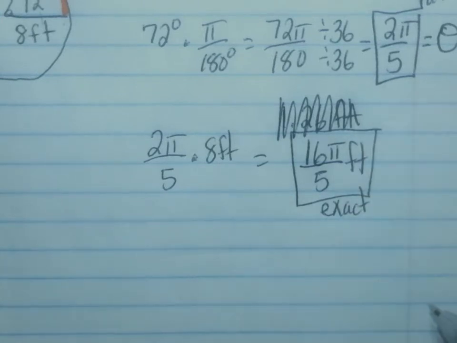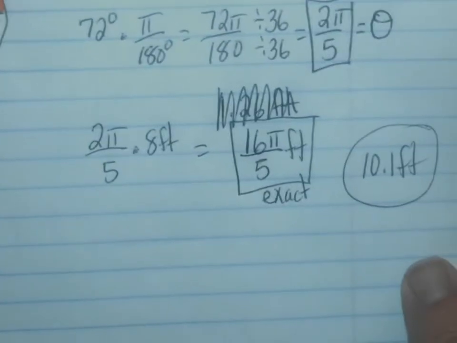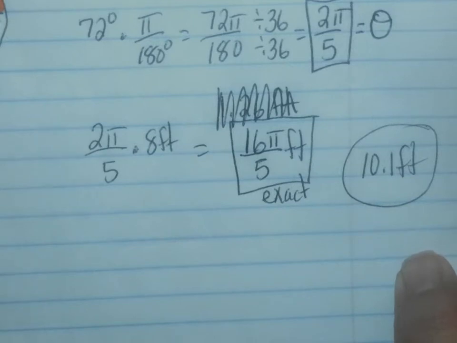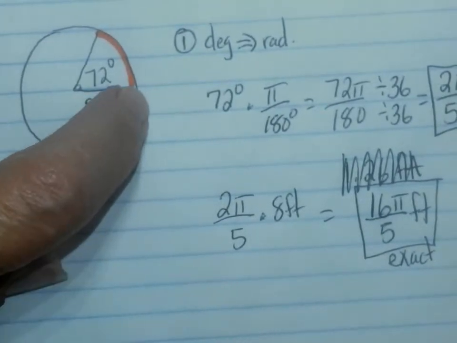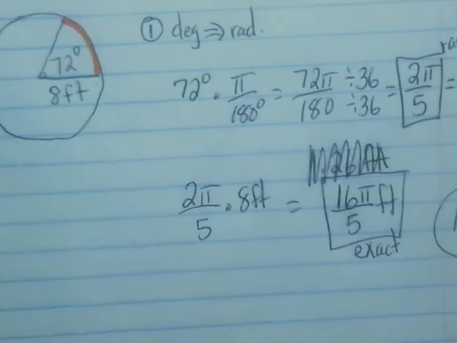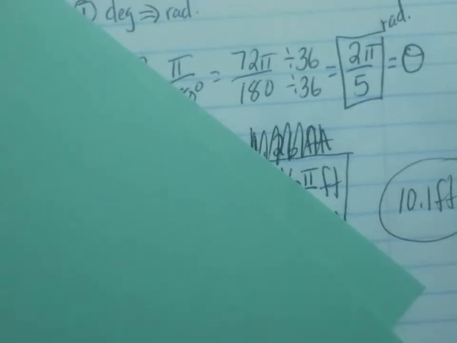So that's your exact answer. If you were going to the store, you would need 10.1 feet of materials to make your fence. Which, back to our picture now, that makes sense. If your radius is 8 feet, you're going around that far, yeah, 10.1 feet. Alright, so that is all there is to arc length.